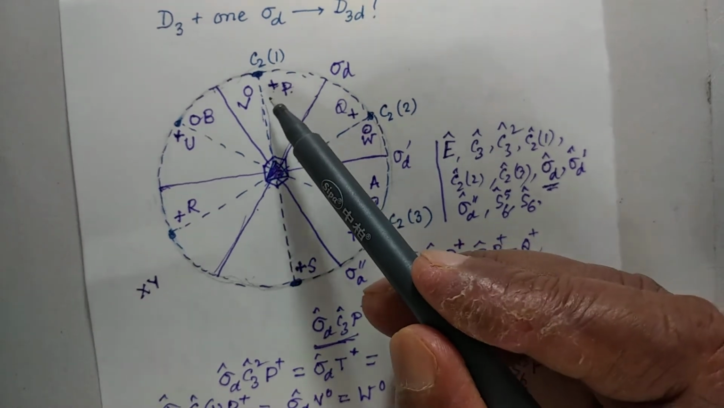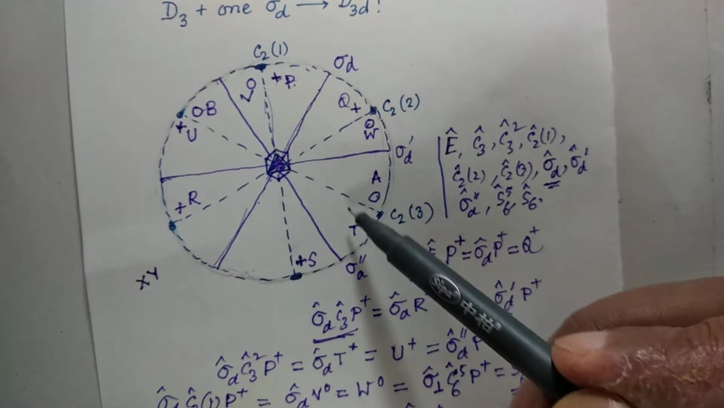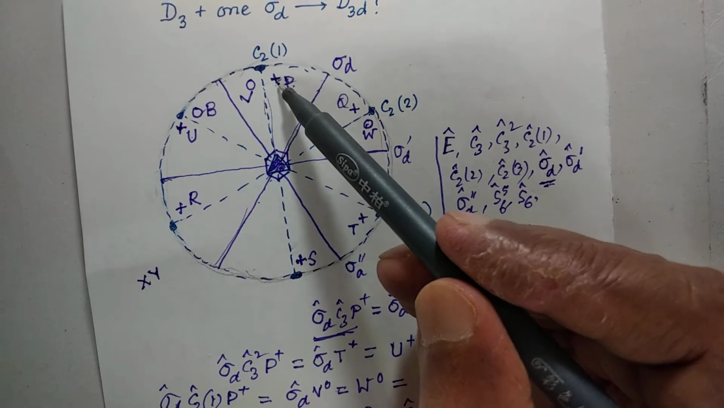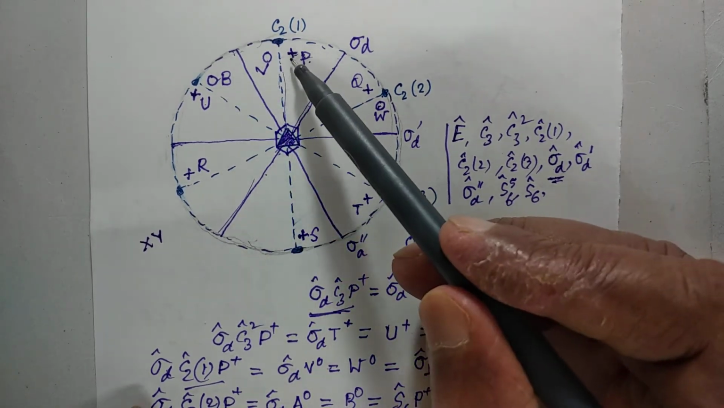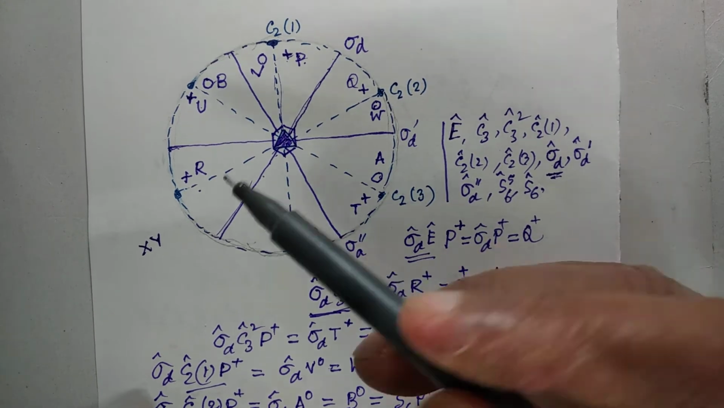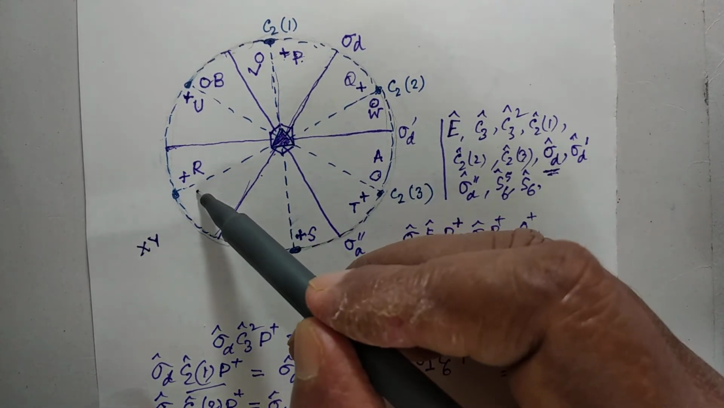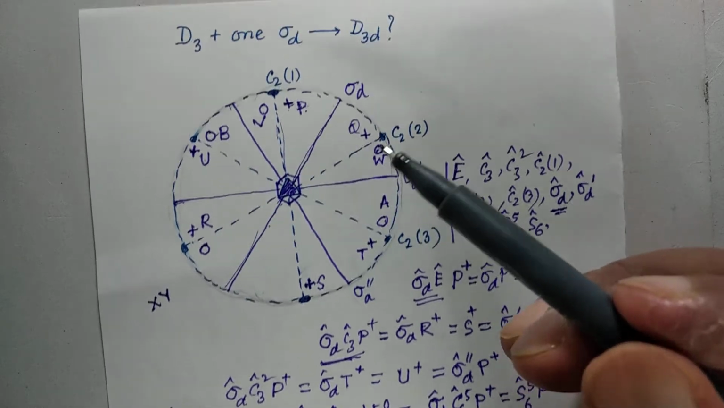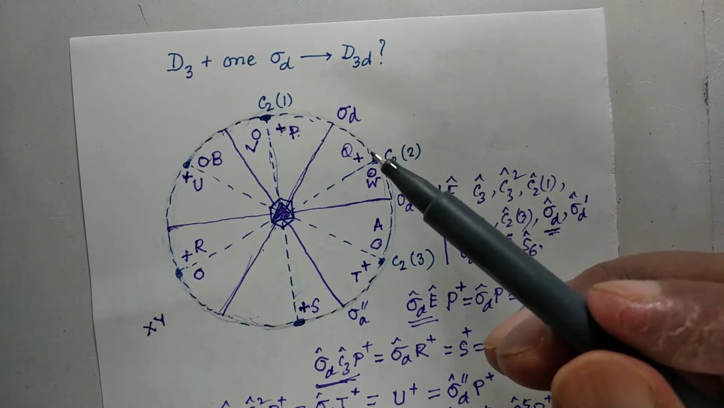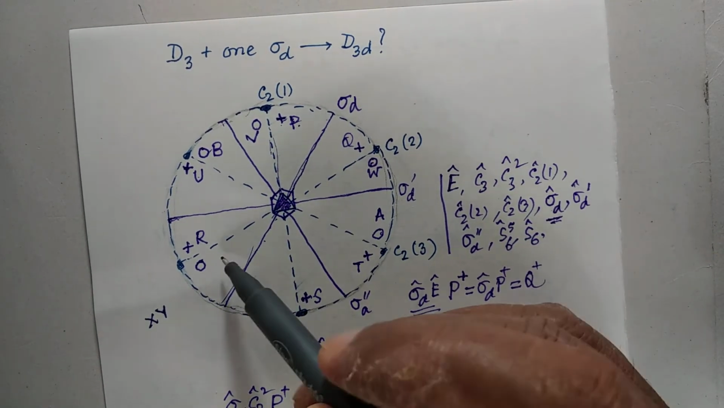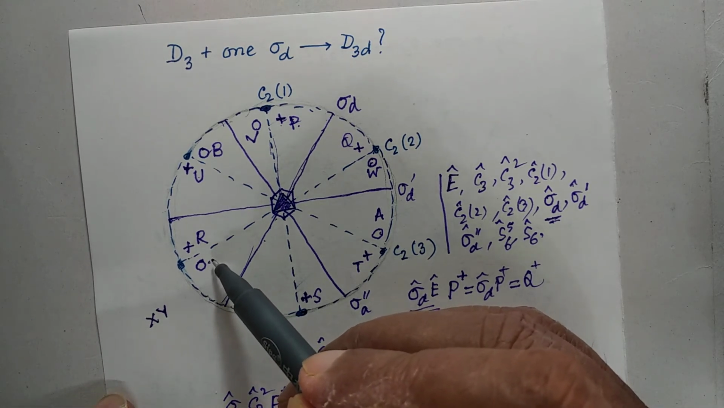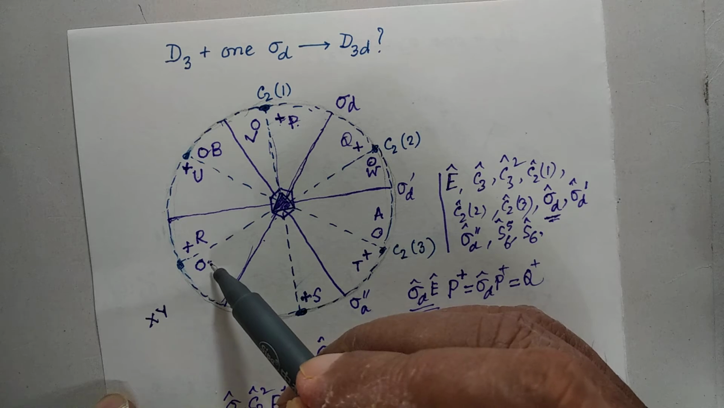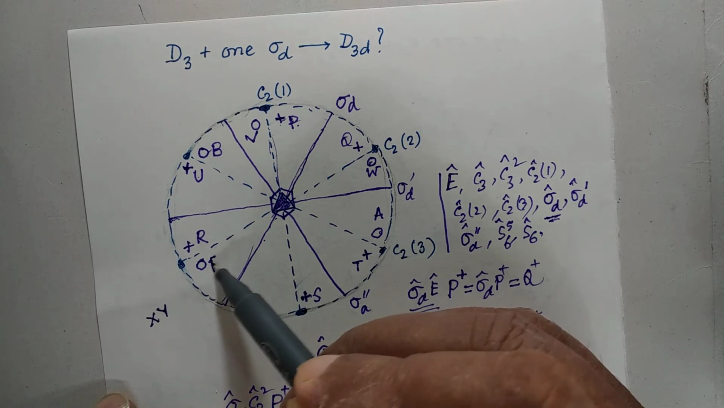P plus, on being rotated about this C2 3 line through an angle of 180, will come to this position. Let us call it F. We omit the intermediate labels and call it F.